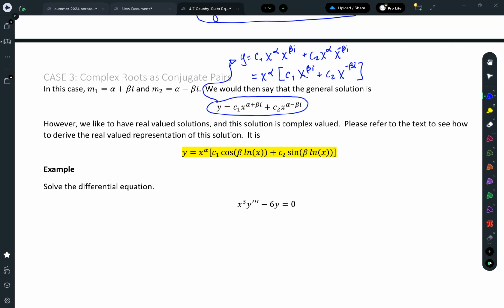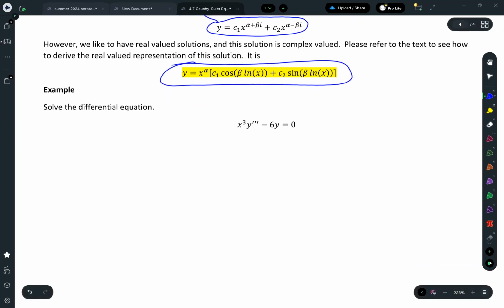Okay, so when we present our solutions, we want them written this way. y equals x to the alpha, which we see up there, but then it's times c1 cosine of beta ln of x plus c2 sine of beta ln of x. So it's not just an x in there anymore, it's an ln of x. And that has to do with the fact that we're not dealing with e to the mx anymore, we're dealing with x to the m, okay?